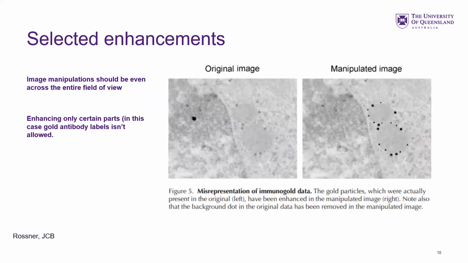You certainly can't artificially enhance certain regions of the image. So here we've had some gold labeled EM, and the gold particles here have been artificially darkened to make it more obvious. While that might seem innocent, it's not allowed. You can't just increase certain parts.